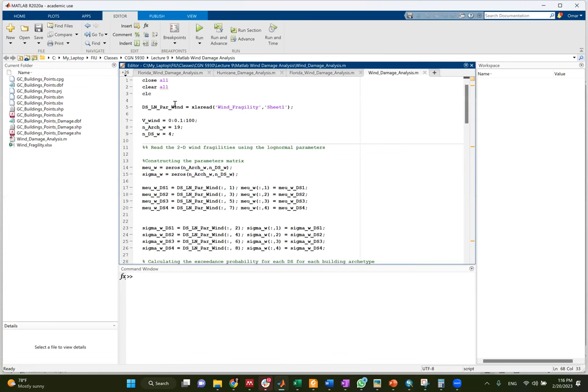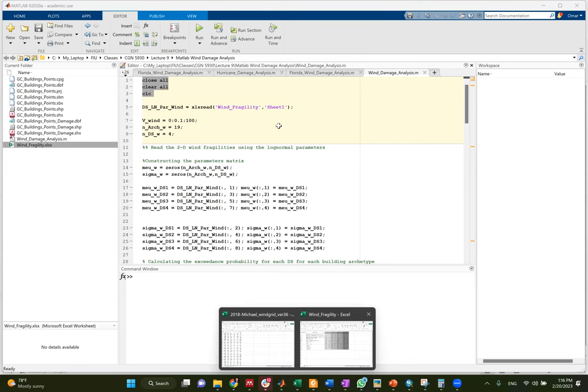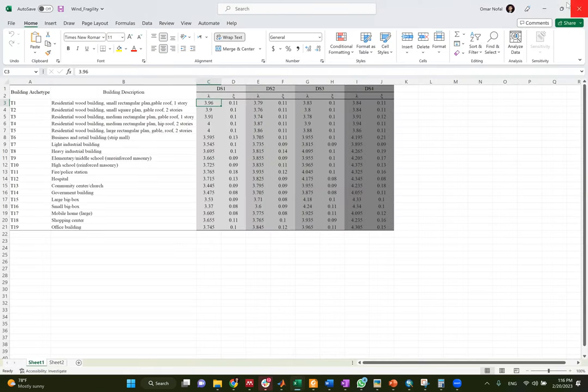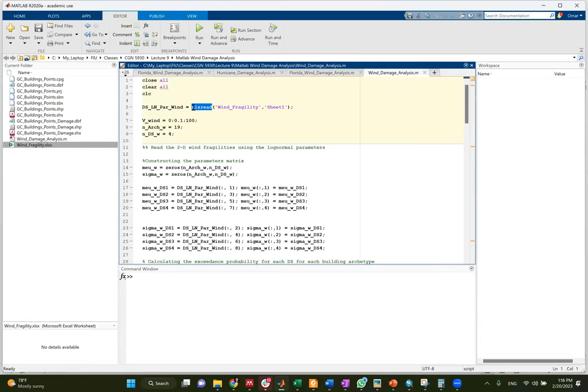In MATLAB, first I start by closing everything and clearing everything. And I want to read the Excel sheet that has all these parameters, so that MATLAB can read all these numbers. Here I read my Excel sheet with xlsread, and I read my fragility functions. Let me run this part, and it will read my Excel sheet.